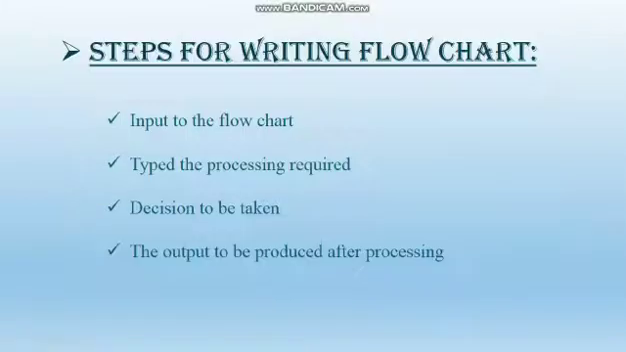I hope you understand. Fine. The next topic is steps for writing a flowchart. While writing the flowchart, we have to keep these points in our mind: input to the flowchart, output from the flowchart, decisions to be taken, and the type of processing. Actually, in every problem solving, whether we are writing an algorithm or drawing a flowchart, input, output, and process are the most important things we have to put in a flowchart or algorithm. So we have to write the input, it should produce output, and the process should be done in it, and in addition, decisions to be taken. So these are the steps for writing the flowchart.